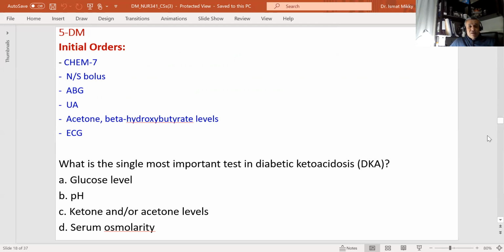The same is important if the ketone bodies increase in the blood. But the level of these ketone bodies is not as important as the level of accumulated acid. Glucose, ketones, osmolarity are not as important as the pH and bicarb levels.